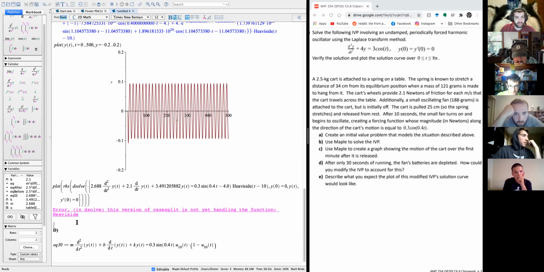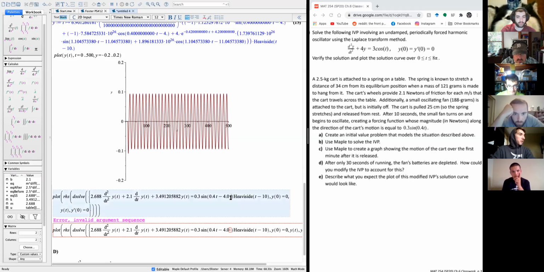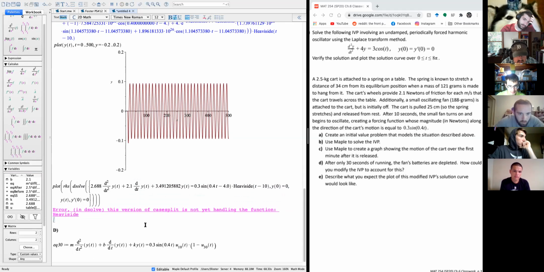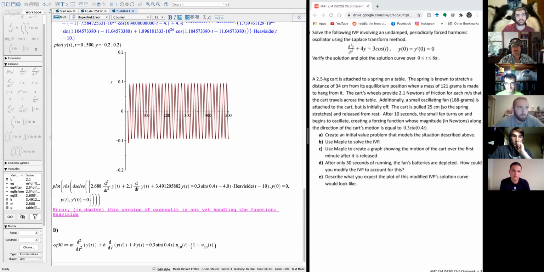Isn't it the handling of the Heaviside stuff? Oh, parentheses, the multiplication before the Heaviside function, maybe. Oops. Missed. It doesn't like the Heaviside function itself. Case split. I don't know what that means. It's not handling the function. This is one of those moments where I'd just delete Heaviside t minus 10 and then back it up and then type it in, because it's almost like it's not reading it as a function.